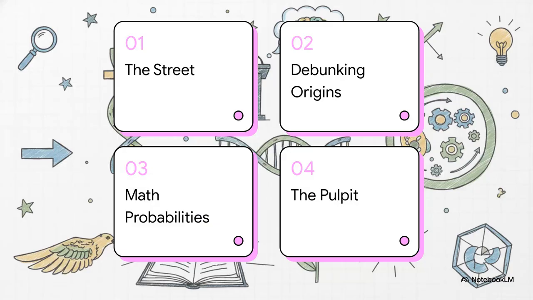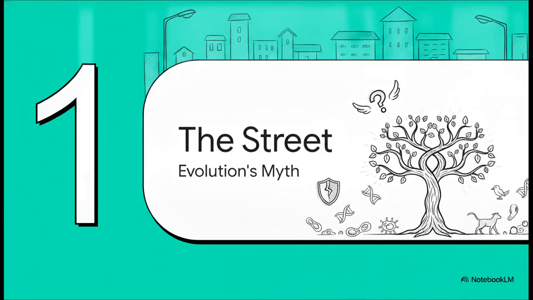Here is our game plan for today. We'll start on the street, looking at evolution's myth. Then we'll head into the academy to debunk chemical origins and unpack DNA and complexity. Finally, we'll step into the pulpit, giving you the tools to equip your church. All right, part one, the street, evolution's explanatory myth.